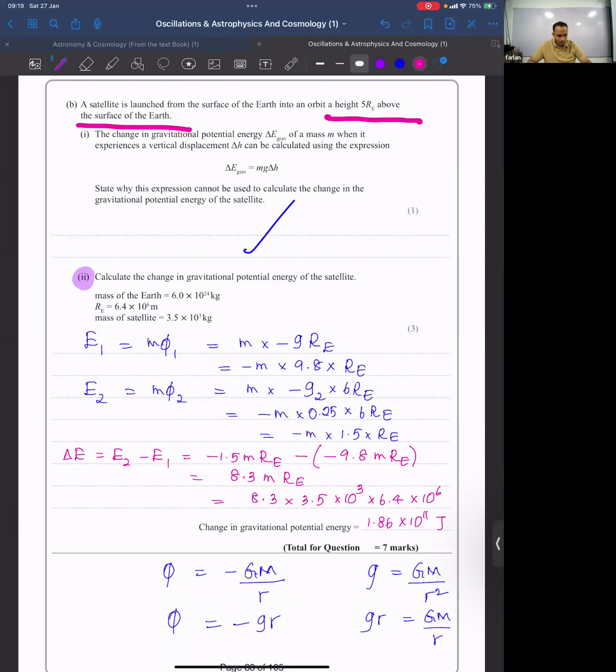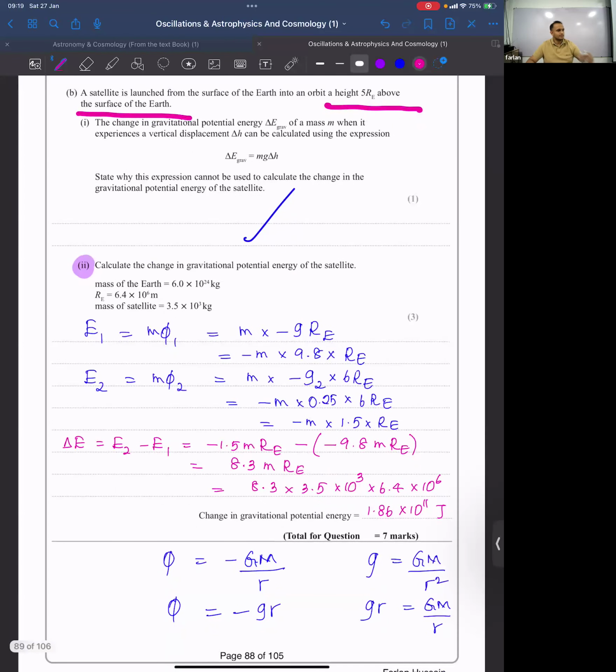I'm not telling this is the only way of doing it, but this is a very classy way of doing it. You can impress the examiner. But as long as you are getting anything around this, it should be fine. If you see in the whole process, I didn't use the mass of the earth.